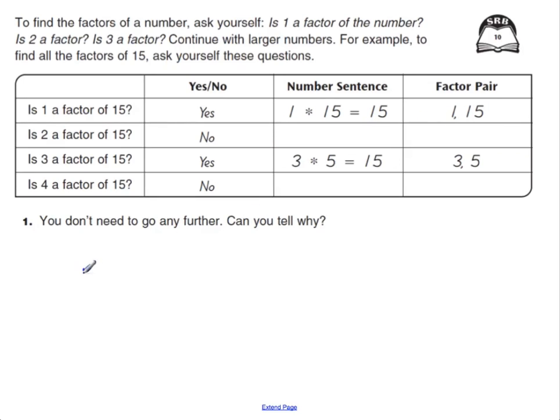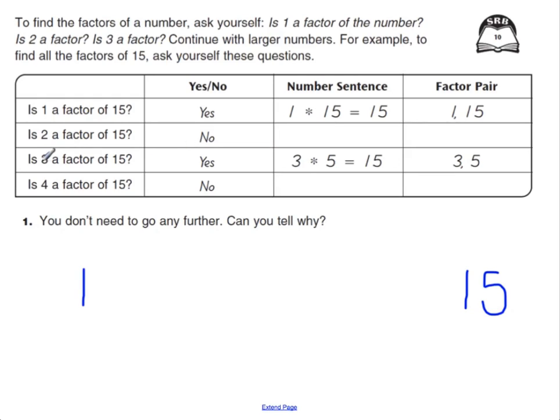So if I'm making a list of these numbers, I'm going to put down my 1, and I'm going to put down my 15, since they're a pair. But I'm going to spread them out like this because I know that 15 will be the largest factor of 15. That makes sense, doesn't it? The largest factor for a number will be that number. Okay, so I did 1. Move on to 2. Is 2 a factor of 15? No. 15 is not an even number, so it's not divisible by 2.